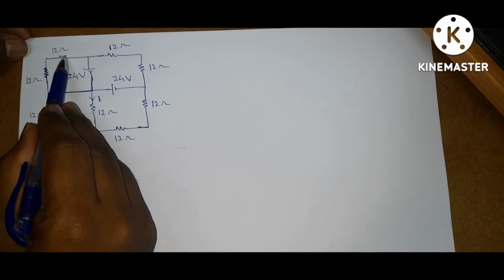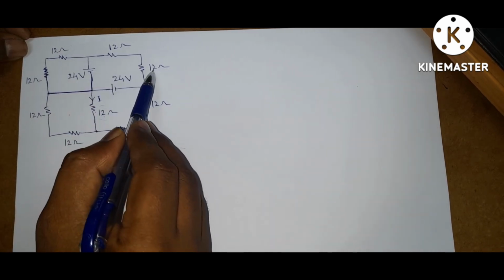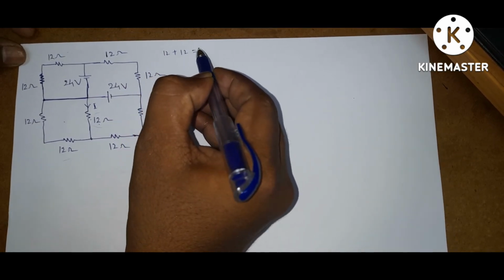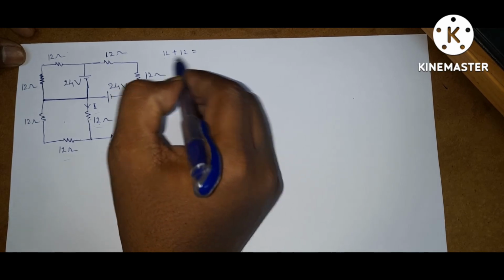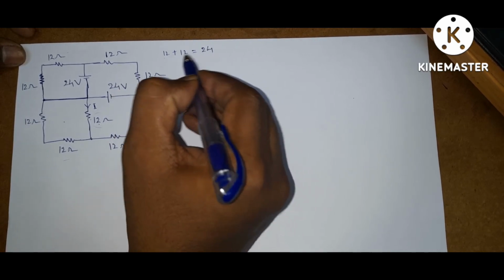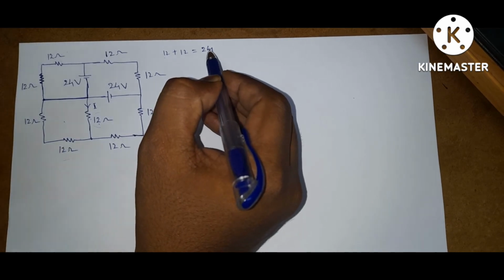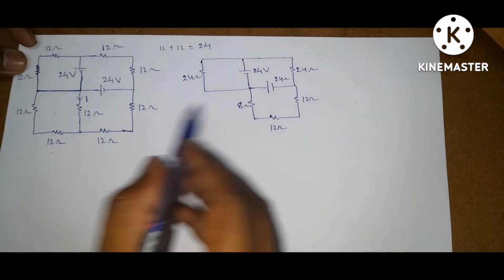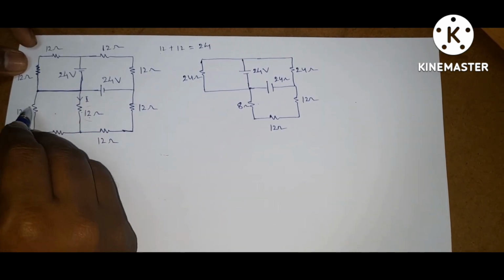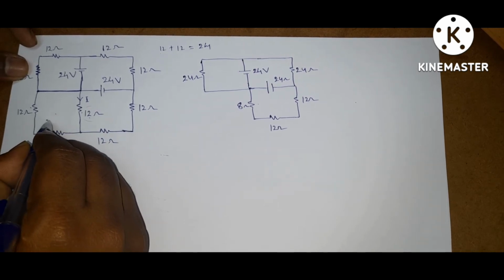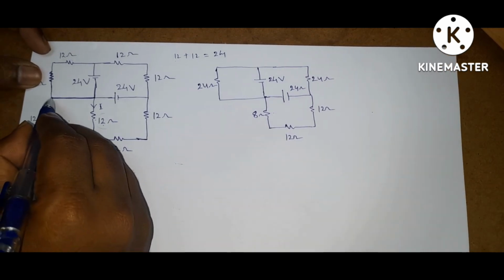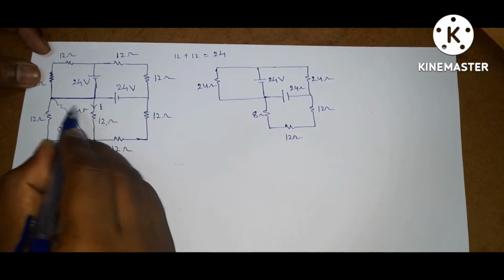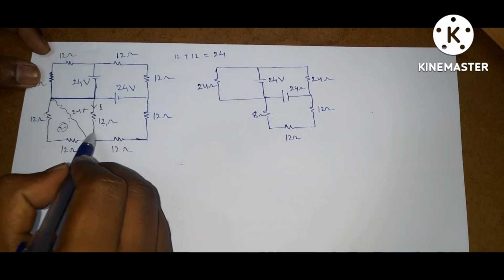Now this 12 ohms and 12 ohms are in series, and this 12 ohms and 12 ohms are in series. So equivalent is 12 plus 12, because if two resistors are connected in series, then the equivalent is the summation of the two resistors. So that is 12 plus 12, equal to 24. Now the circuit becomes, okay, this is the circuit. This resistor is 24 ohms. This 24 and 12 ohms are in parallel.